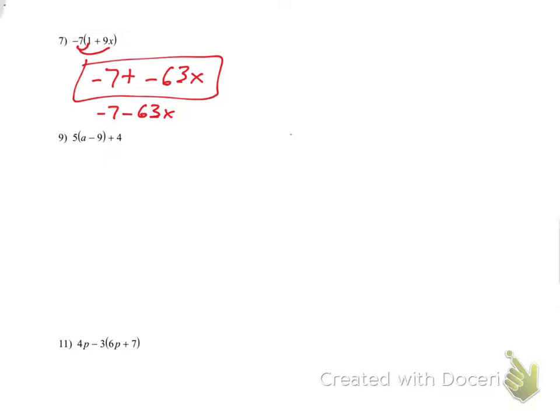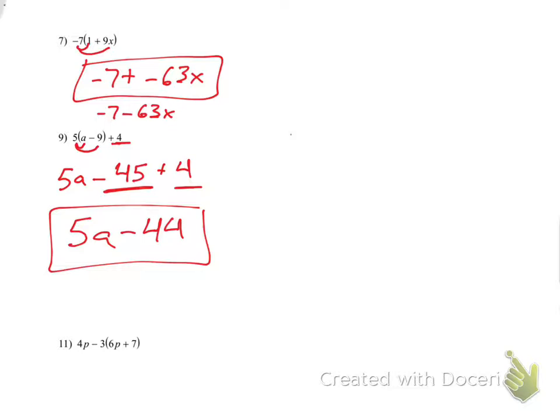Number 9, 5a, and then 5 times a negative 9, so I'd have 5a minus 5 times 9 is 45, and then I just have this plus 4, and that's outside, so that's not being multiplied or distributed. So then this is not my final answer, I got to combine like terms, so I have a negative 45 and a positive 4, so then 5a, and then I'm going to have a minus 44.